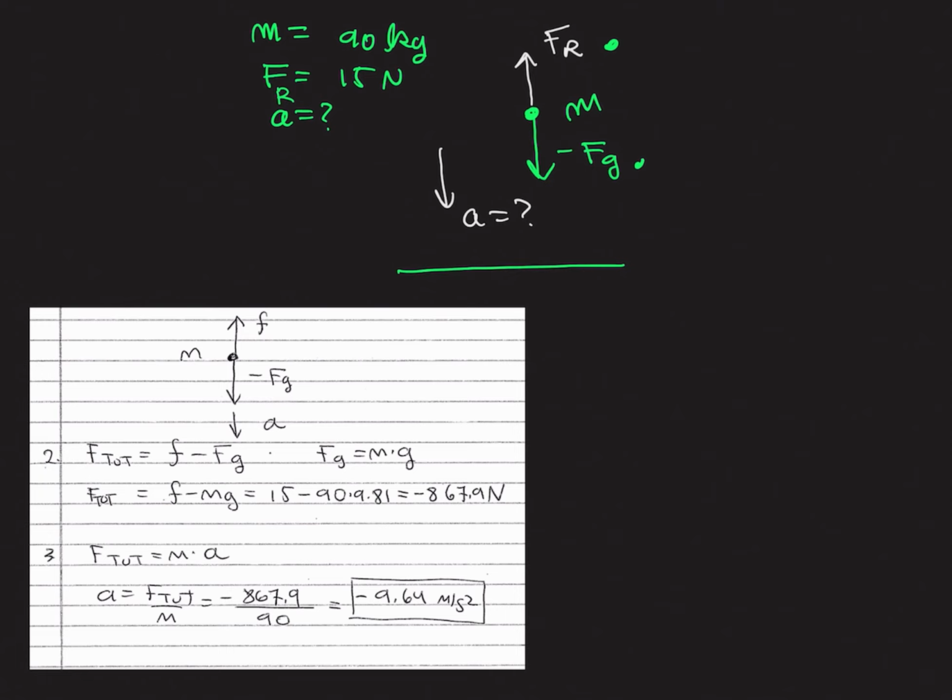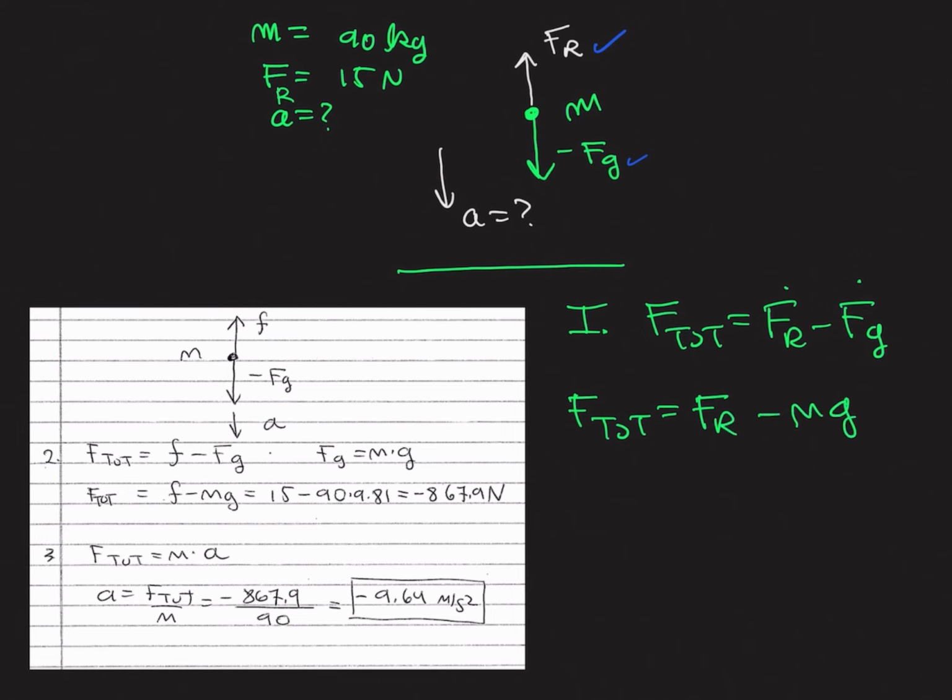Alright, so now let's apply Newton's second law. So first we're going to get the total force. So the total force is going to be, you have the upwards air resistance and a downwards weight. So that's going to be Fr minus Fg. And we can calculate that number because we know both the air resistance and the weight. So the total force is going to be, well, Fr, we know the number. Weight is mass times g, but we can calculate that.